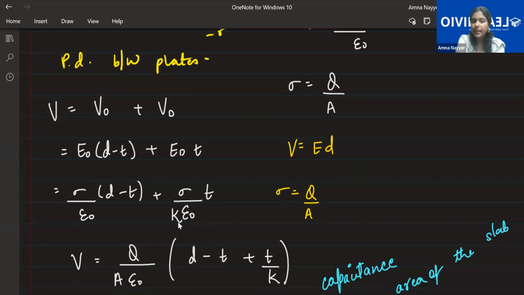D minus T and T by K. We have to consider both, because the electric field will be there due to the dielectric slab, we know that, and the electric field is already there due to air. So these two things are already present.